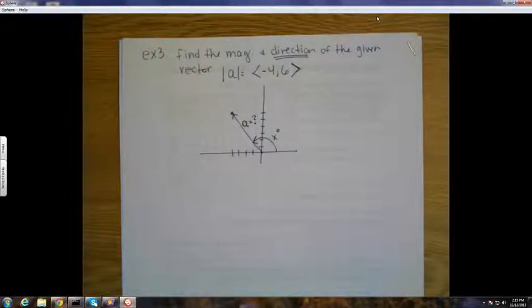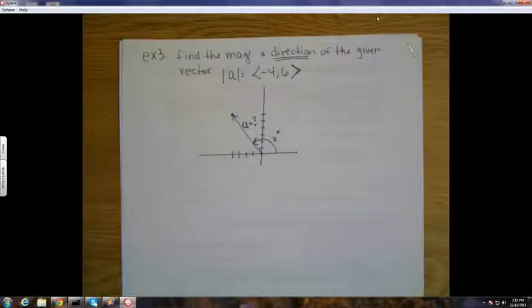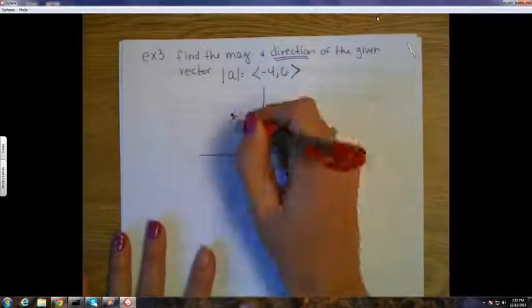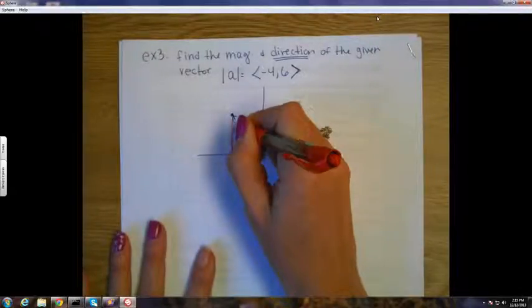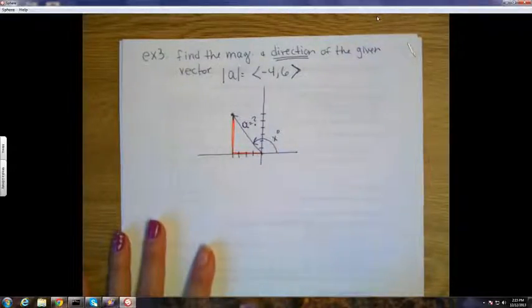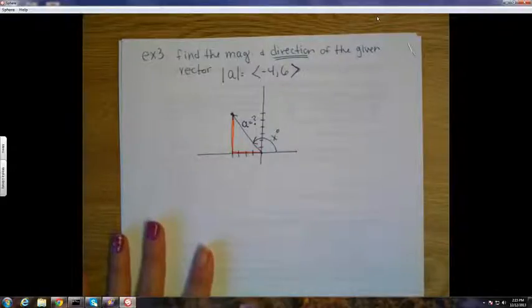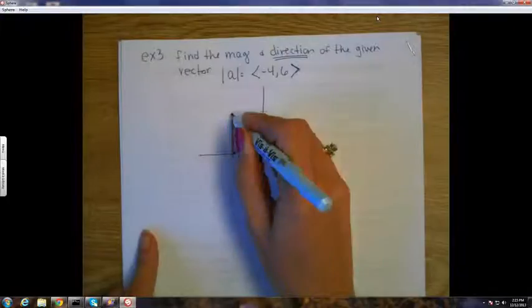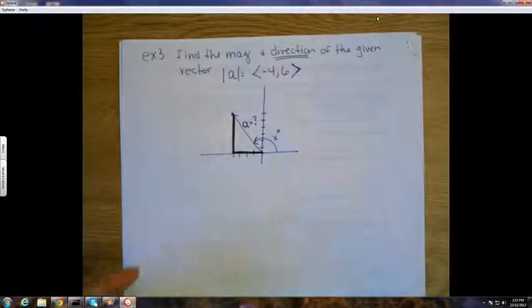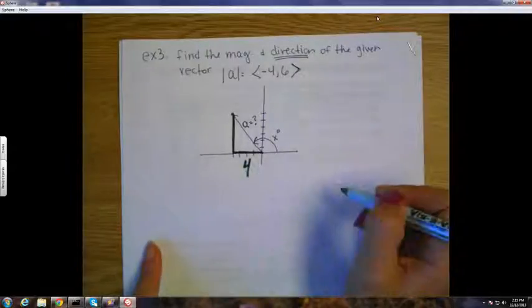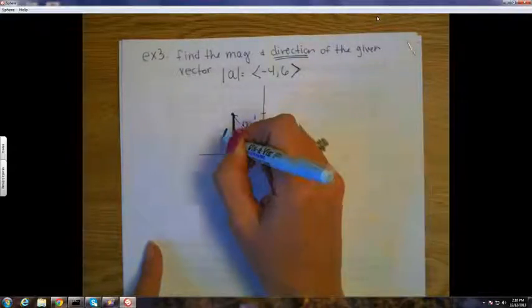We can always work with a right triangle when we work with the vectors on the coordinate plane. So if I make my right triangle, because I know that end point, what does that tell me about my right triangle? The x and the y. I don't care about the negative. This is a triangle, so the side length down here is a 4, and the side length here is a 6.